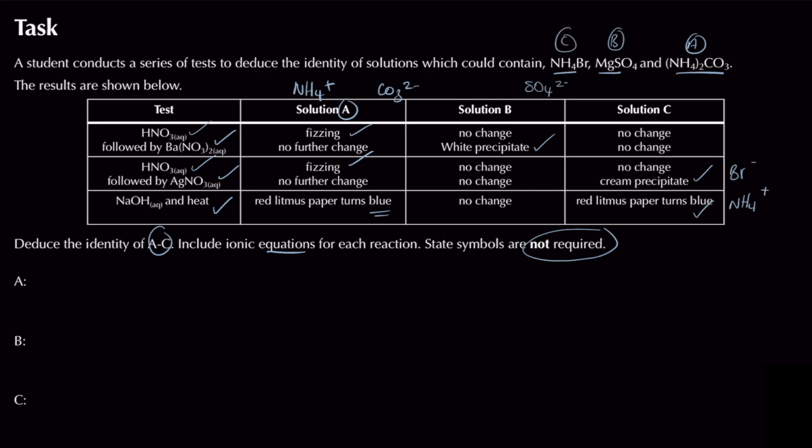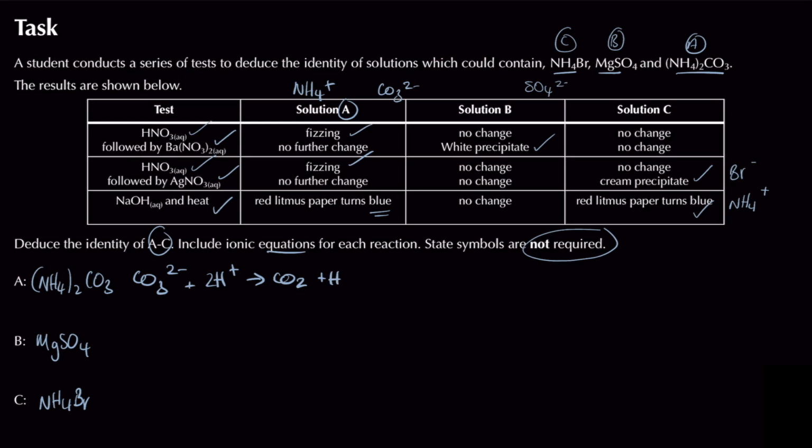So in terms of A, B, and C, we know the identities, but we need the equations. So for A, I end up with ammonium carbonate. For B, it's magnesium sulfate, and for C, I end up with ammonium bromide. Now, in terms of my equations, first of all I'm testing for carbonate. So I have a carbonate ion, CO3 2-. That's going to react with 2 lots of H+, and I end up forming carbon dioxide gas, and I also end up forming water as well.